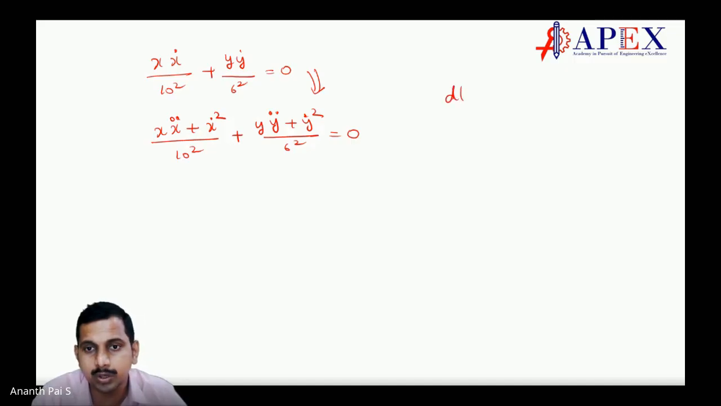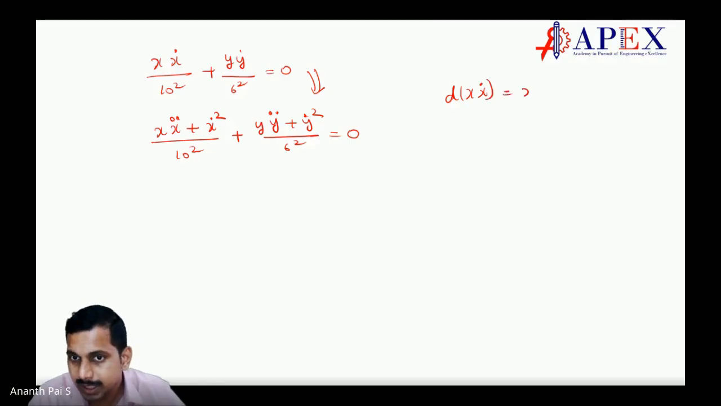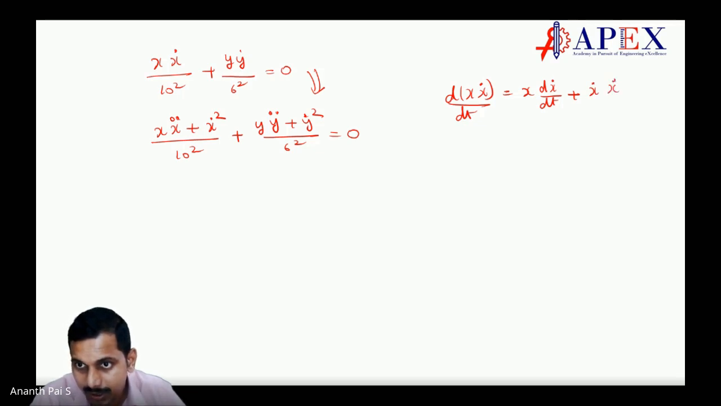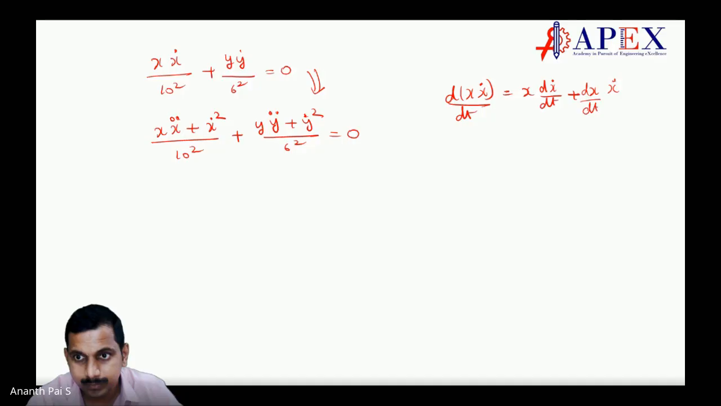What is d of x into x dot? It is x into d x dot by dt, plus x dot into dx by dt, which is x dot. So this is x x double dot plus x dot square, correct?